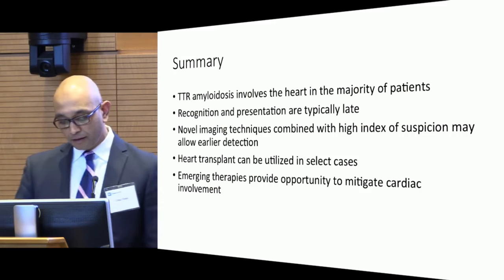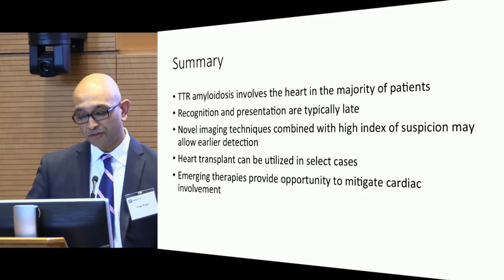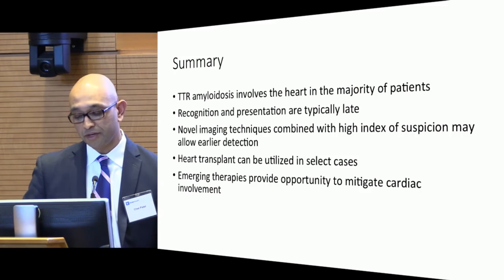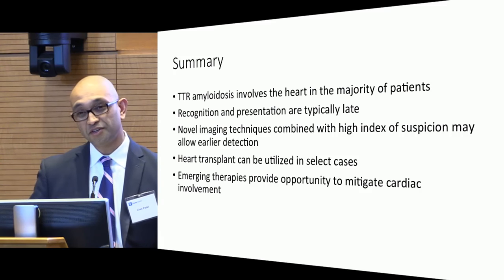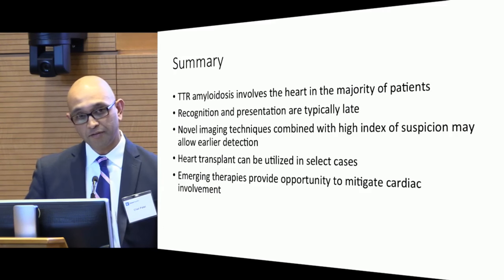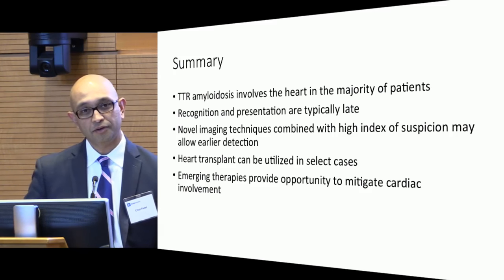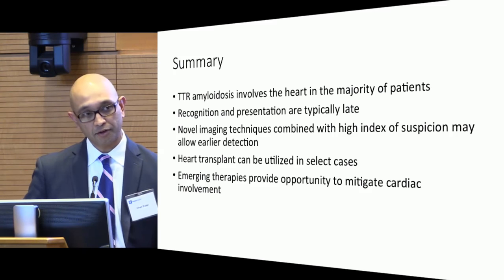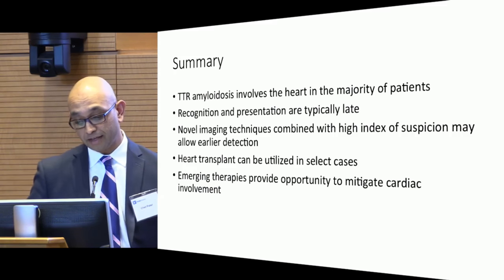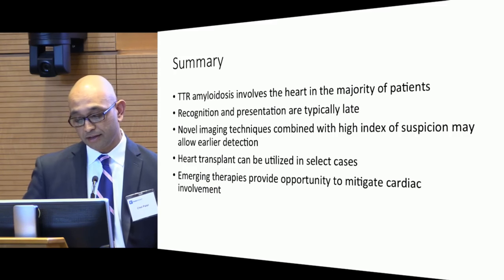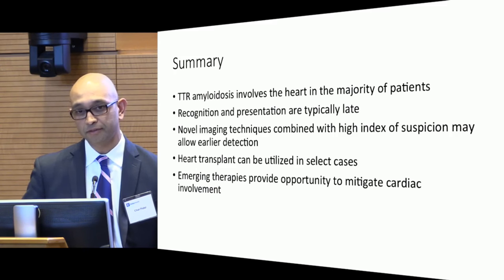So in summary, TTR amyloidosis involves the heart in the vast majority of patients. Recognition and presentation are currently typically late, but novel imaging techniques combined with a high index of suspicion may actually allow earlier detection, and could be critical in identifying and treating patients earlier in their disease course. Heart transplantation can and is utilized in select cases, and some of our emerging therapies really provide the opportunity to tackle the disease at multiple levels.